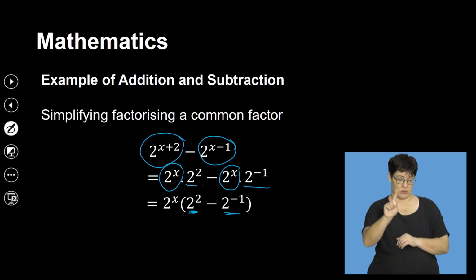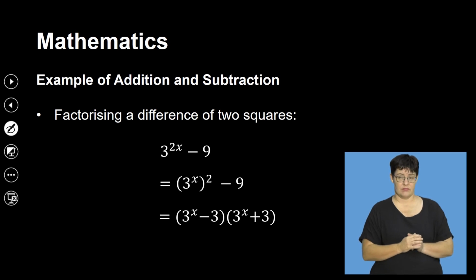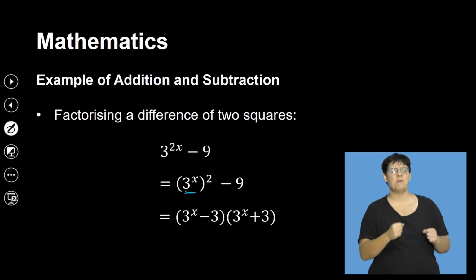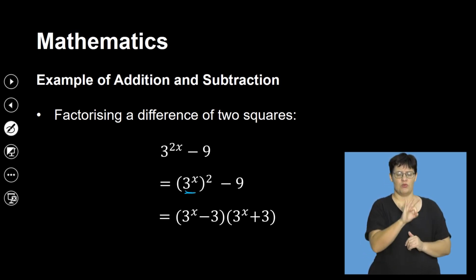Now, factorizing using what we call the difference of two squares, if I have 3 to the exponent of 2x minus 9, this is the same as 3 to the exponent of x all squared minus 9.